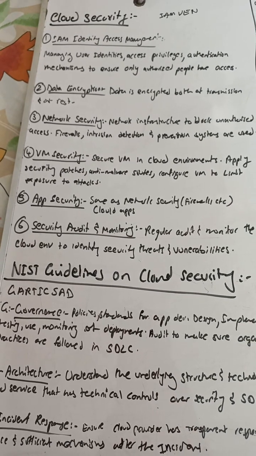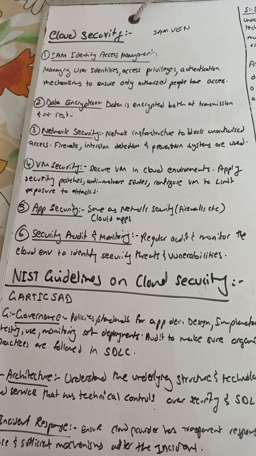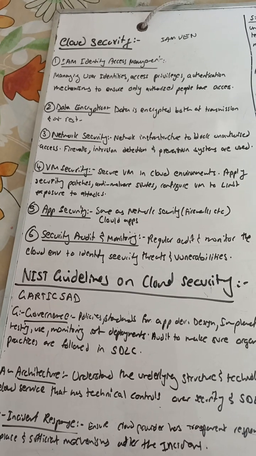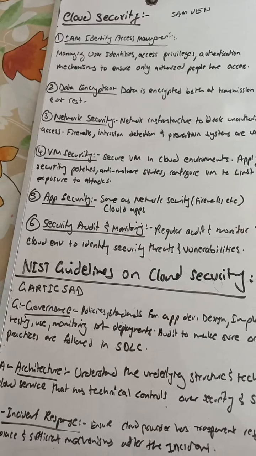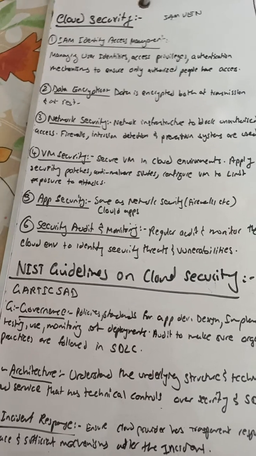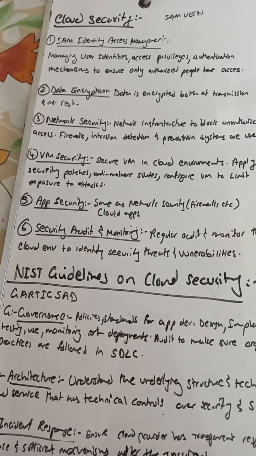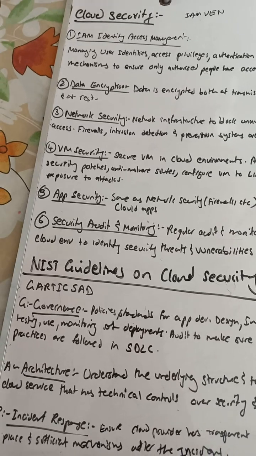Then you have IAMVE. E stands for data encryption, and data encryption basically means you want to encrypt your data both at transmit and at rest. Data at rest basically means that your data is now at the destination.